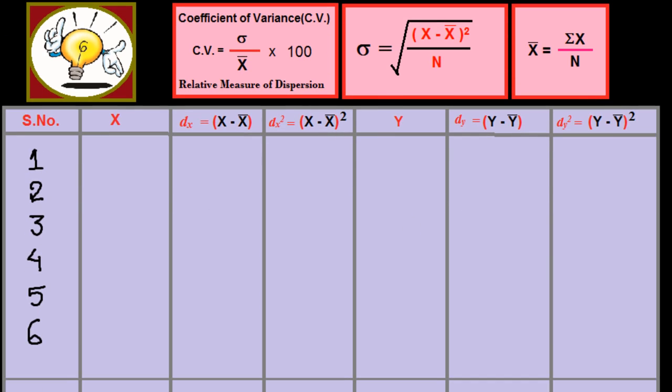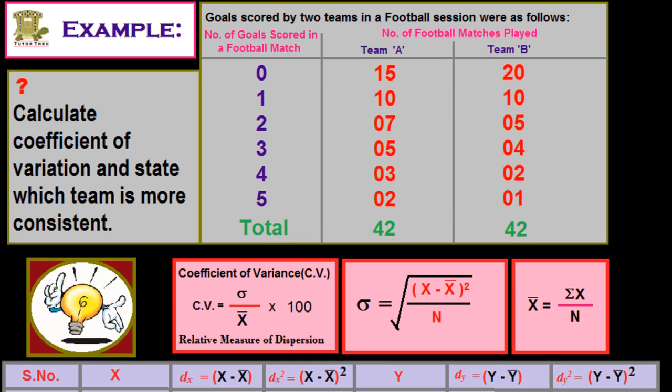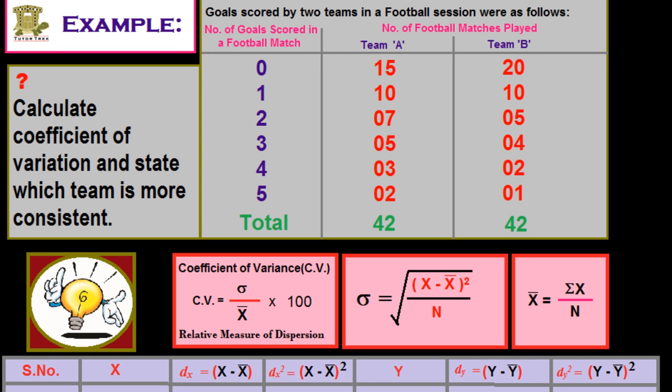So I write down here 15, 10, 7, 5, 3 and 2. And the matches played by team B would assume y. So I will write down here y. So 20, 10, 5, 4, 2, 1.